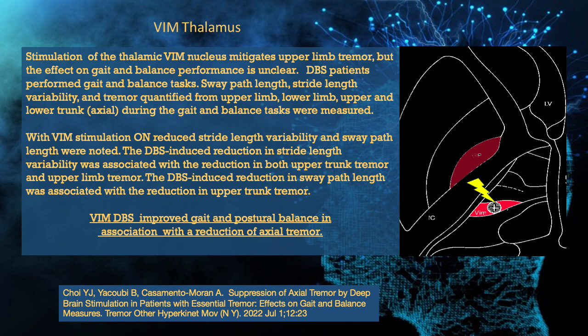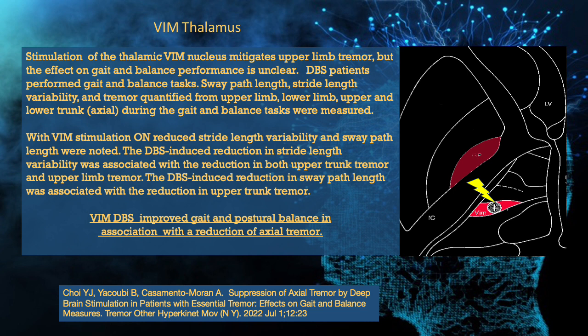Interestingly, the study revealed additional benefits beyond the expected alleviation of tremors, highlighting improvements in gait, posture, and balance. The researchers concluded that deep brain stimulation of the VIM effectively enhanced gait and balance in patients with essential tremor. The observed improvements in gait, posture, and balance were accompanied by a simultaneous reduction in axial tremor during various tasks.